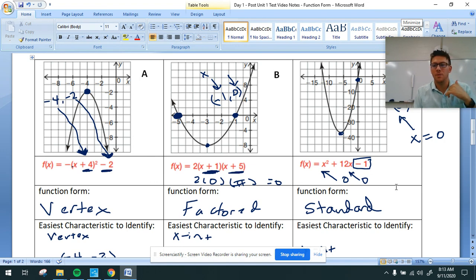And our standard form is best for finding y-intercepts because a y-intercept is when x is 0. So if you plug in an x value of 0, it just cancels, and it's your last number, -1. So that's what we've got to get better at next class period when we practice: standard, factored, vertex, and finding our characteristics, y-intercept, x-intercept, vertex. That's it for today. We'll practice it next class.